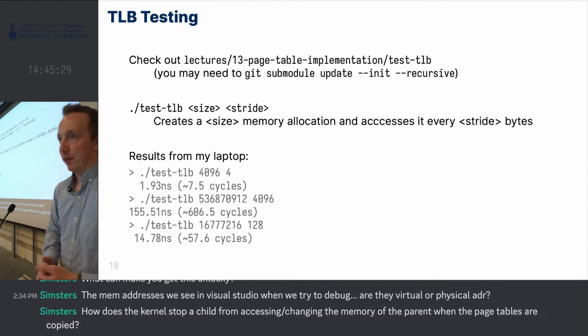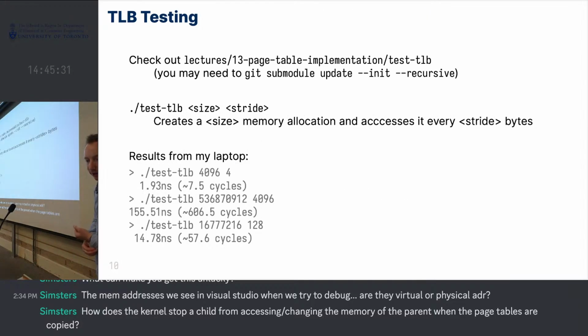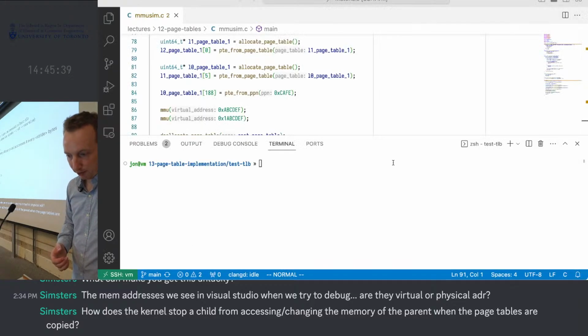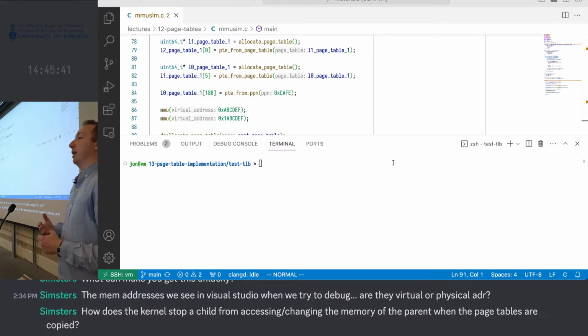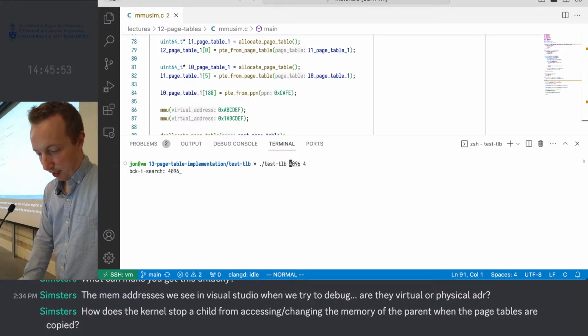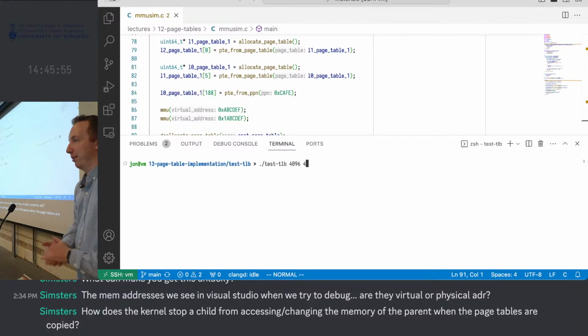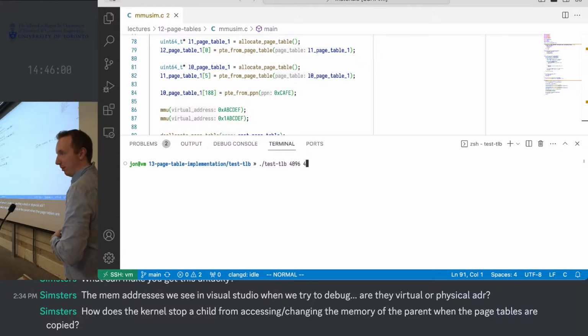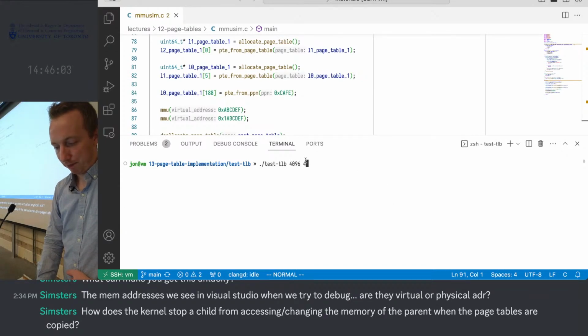All right, so we can actually test the TLB. There is this little sub-project in our code called test TLB. What it does is it allocates a big block of memory and then accesses the memory every so many bytes, and then it tells you how long it takes. It was written by everybody's, hopefully, friend, Linus Torvalds, who started the Linux kernel. It's just a little utility.